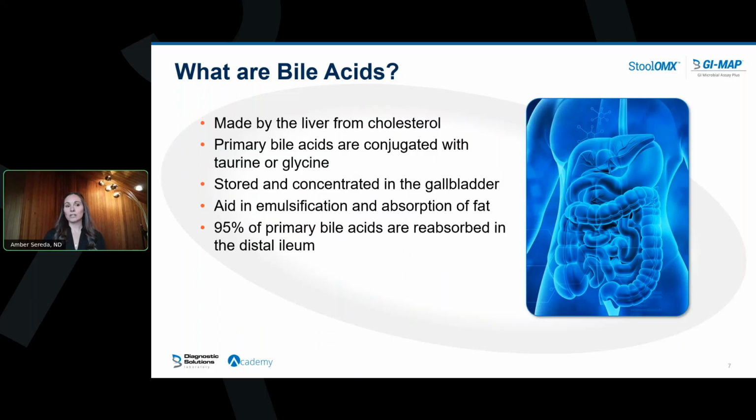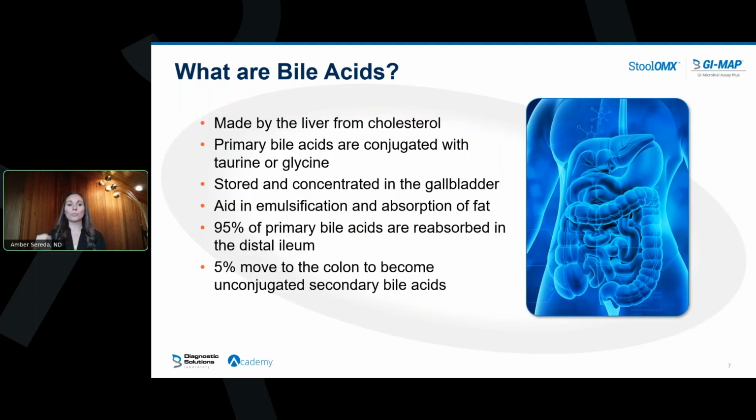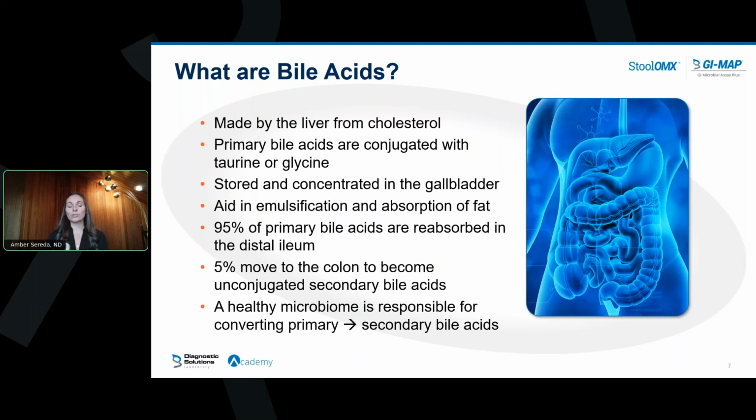In a normal functioning system, we're going to expect that 95% of those primary bile acids are going to be reabsorbed at the end of the small intestine, which is the distal ileum. And then the last 5% should move to the colon and become unconjugated secondary bile acids. This transformation is a result of a healthy microbiome. Those microbes are responsible for transforming our primary bile acids into secondary bile acids.